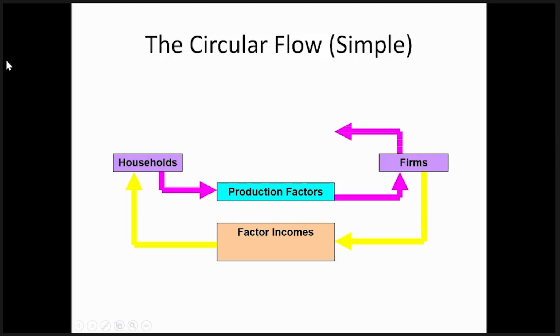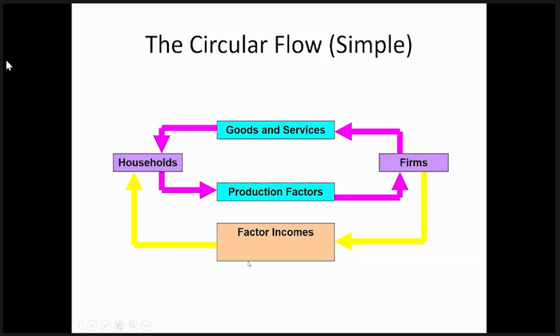So let's see what happens there. That is, firms take goods and services. Firms take production factors from the households and produce goods and services. So firms produce goods and services. It's a physical movement, and then those goods and services are sold to the households. As a physical movement, these goods and services will be getting into the household. Right? Then what does the household do?